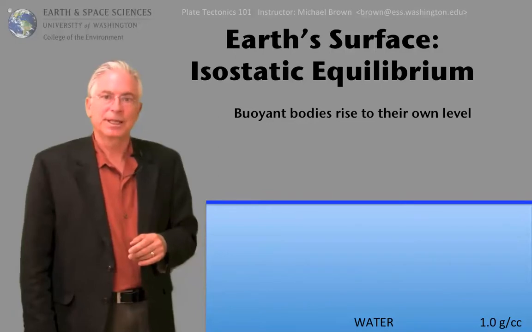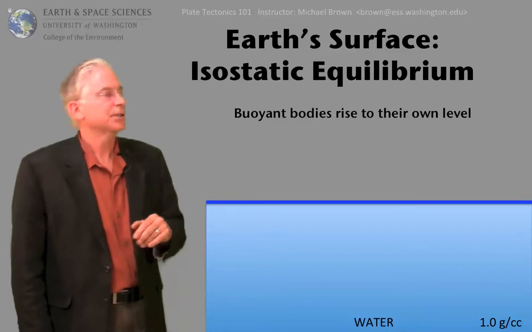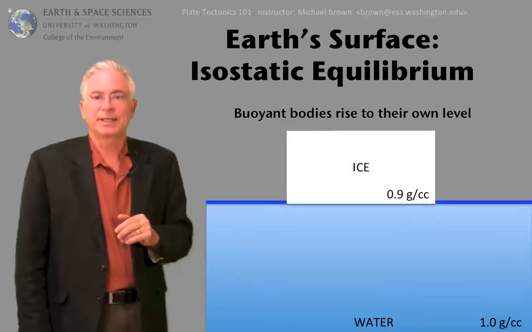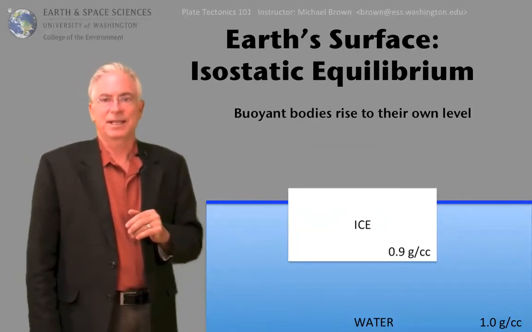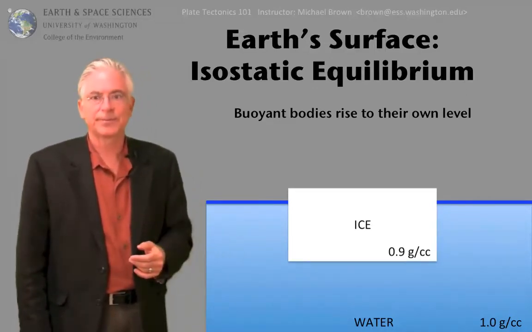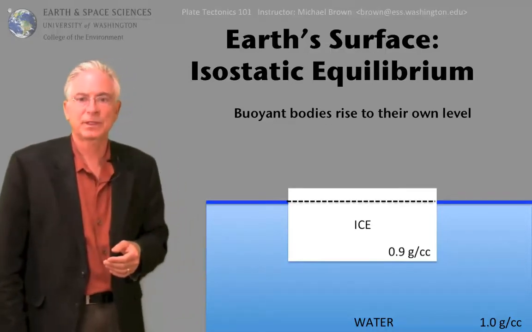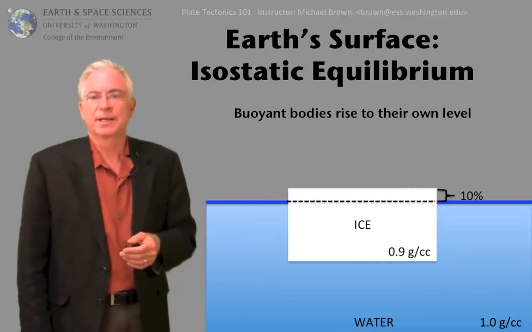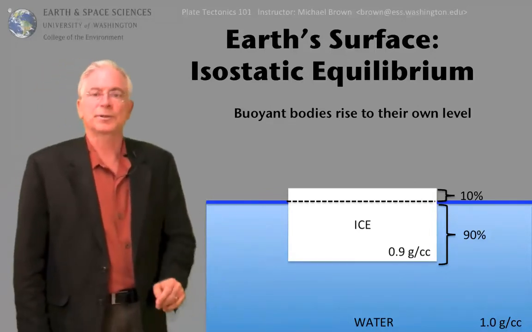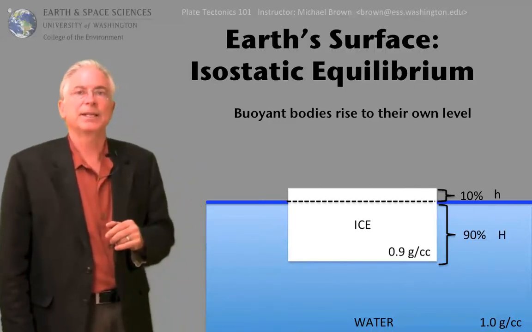Now, you all know that buoyant bodies rise to their own level when placed in water. So imagine putting a block of ice on top of the water here. The ice will sink into the water until it finds its level. The ice is less dense than the water, so it does float. The ice has a density about 10% less than the density of water. So if I draw a reference line across here, about 10% of the ice sticks above the water, and about 90% of the ice is below the water level. I call this part above little h and big H for the part below.